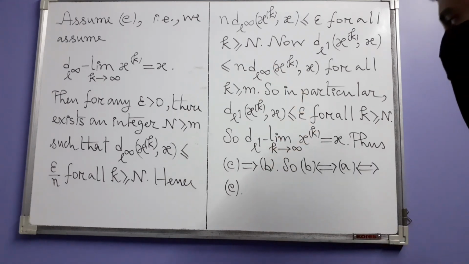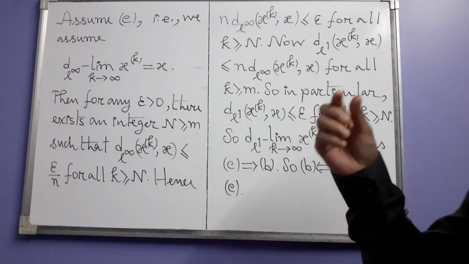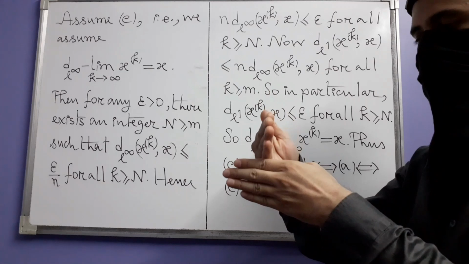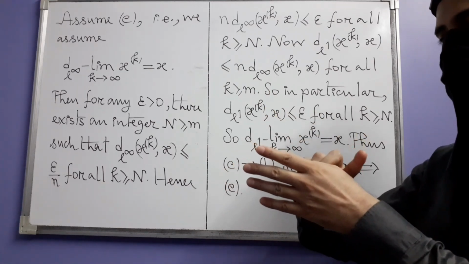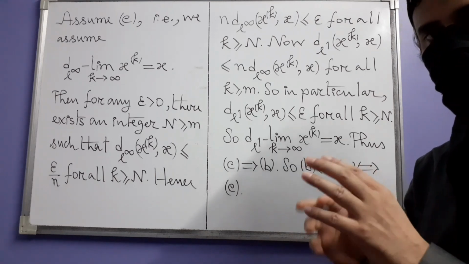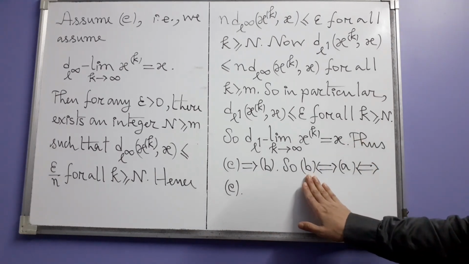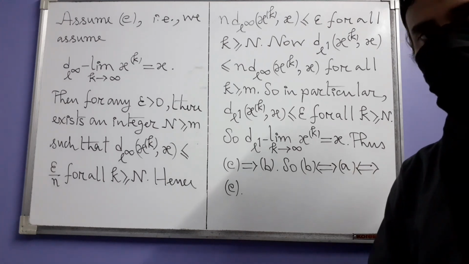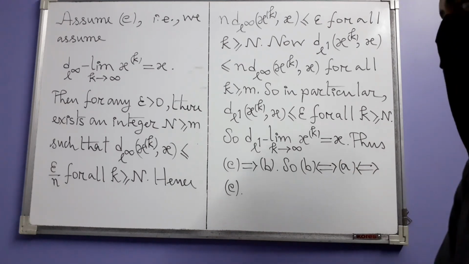So C implies B. So what did we initially conclude? That B implies A and A implies C. Now we have proved that C implies B. That is why these three statements are logically equivalent. B is true if and only if A is true, if and only if C is true. And now we will go to D.